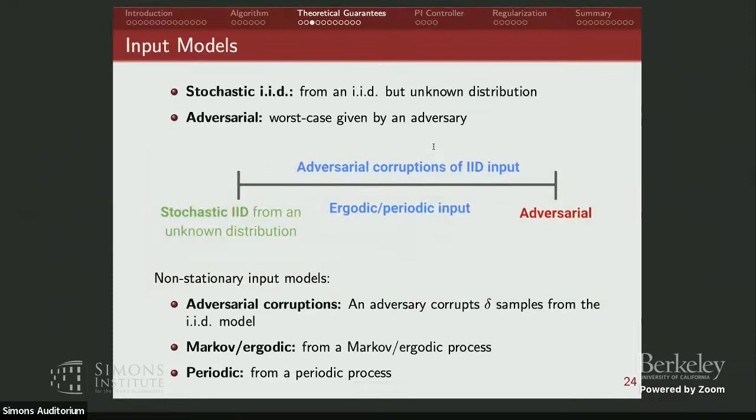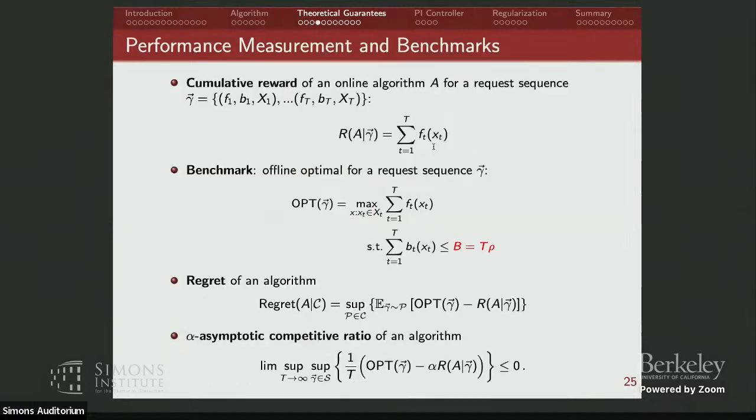Okay, so recall we have a five input model. The next thing I'm going to do is go through the theoretical results for each of these five models. We have the stochastic IID, adversarial corruption, the Markov process, and a periodic setting. To talk about the performance of the algorithm, I'll need to talk about how to measure the performance and also the benchmark. But I believe in this audience you are very familiar with this context.